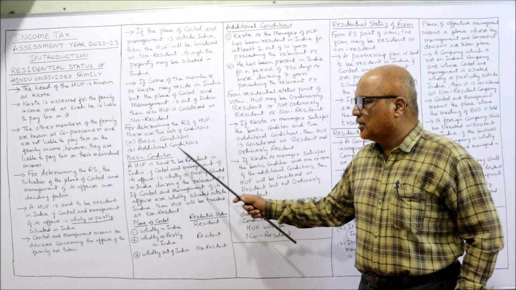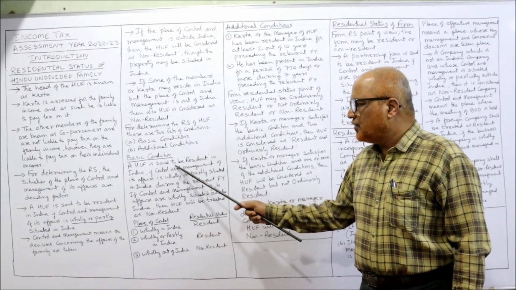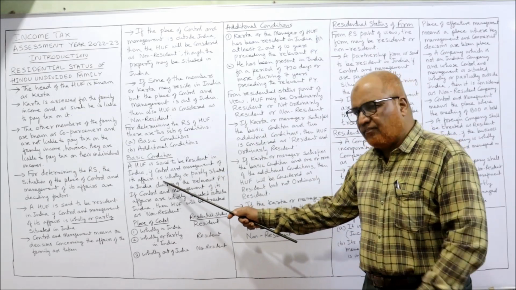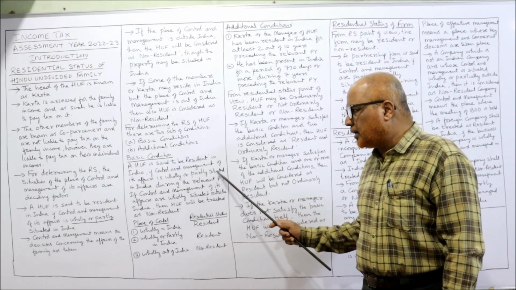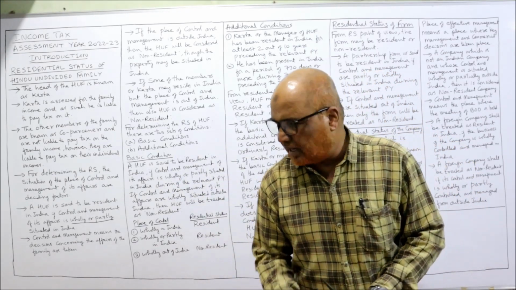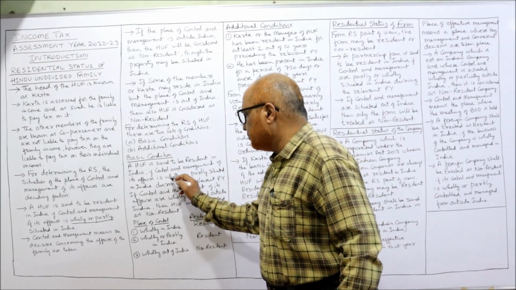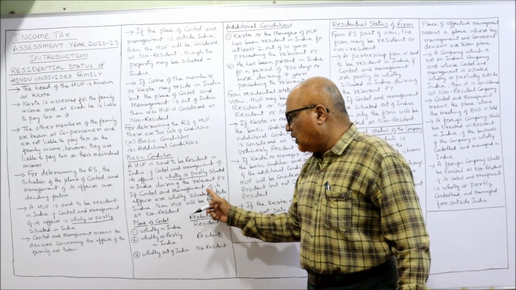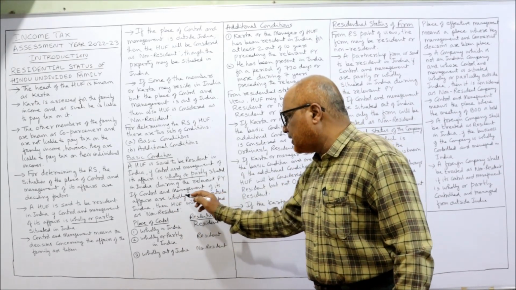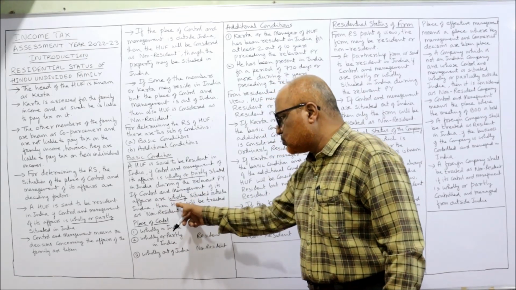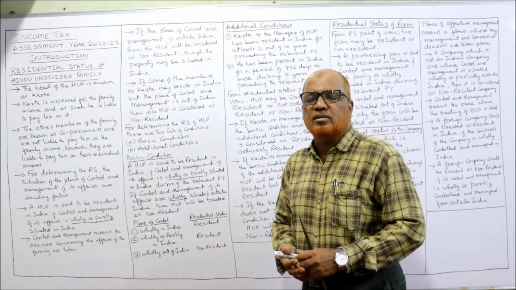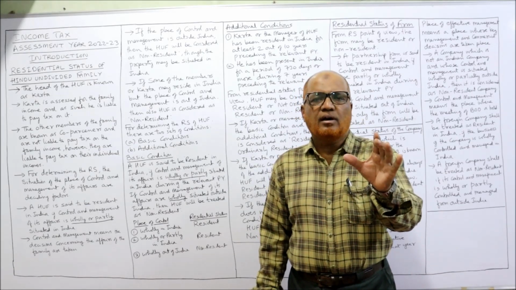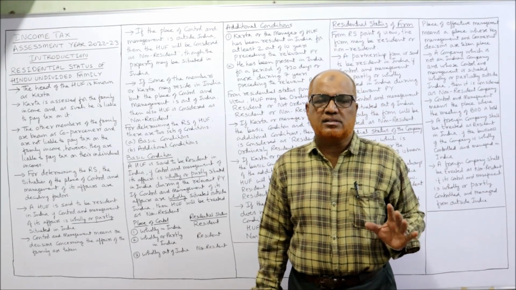Basic condition says a HUF is said to be resident in India if control and management of its affairs is wholly or partly situated in India during the relevant previous year. Again, I am highlighting here wholly or partly. If the control and management of its affairs are wholly situated outside India, then the HUF will be considered as non-resident. Very simple provision regarding resident or non-resident.